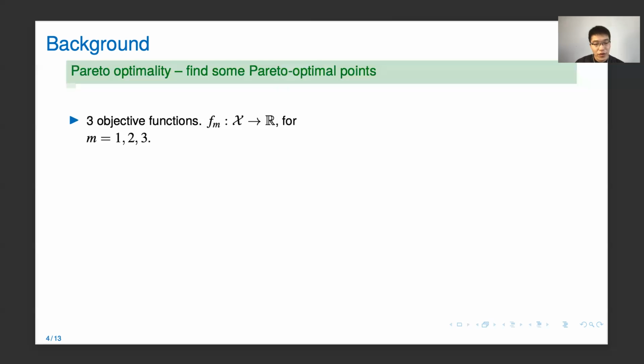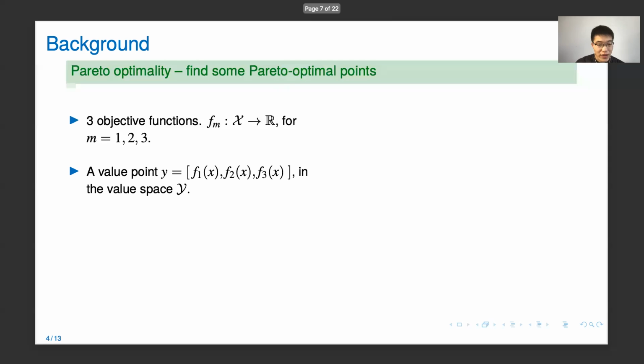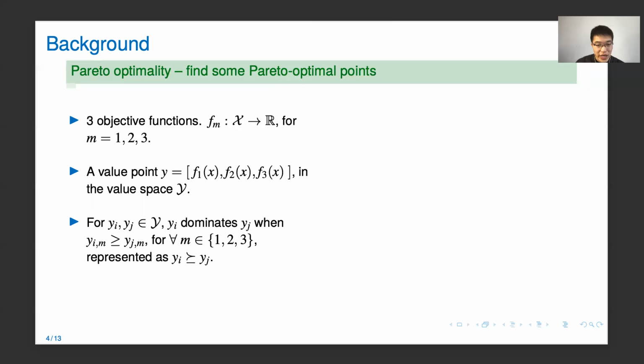Assume that we have 3 design objectives, f_m, m equals 1, 2, and 3. A value point y is represented as a value vector, f1, f2, and f3. For 2 value points yi and yj, we can say yi dominates yj if for any m, yim is greater than or equal to yjm. The non-dominated points are called the Pareto optimal set.